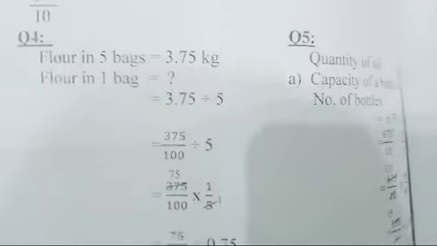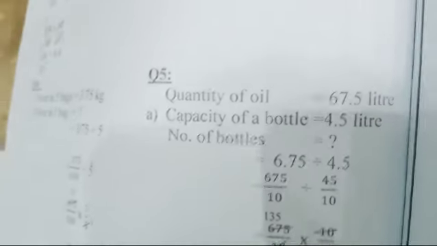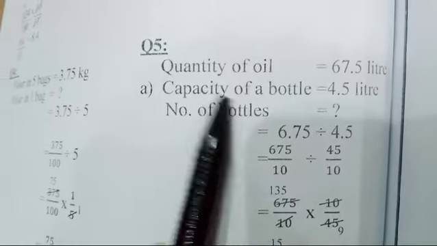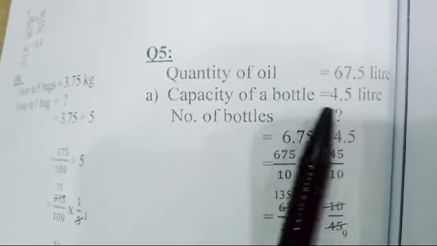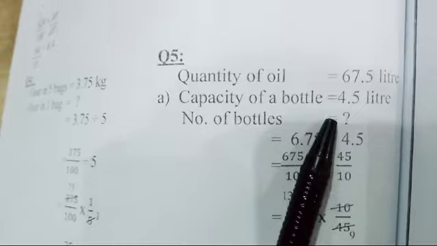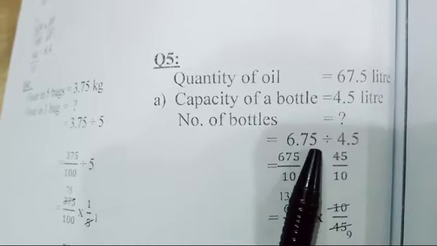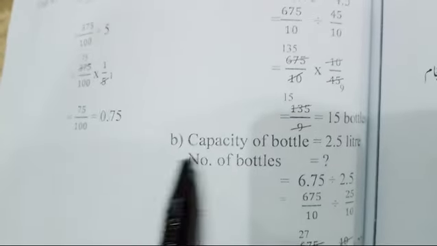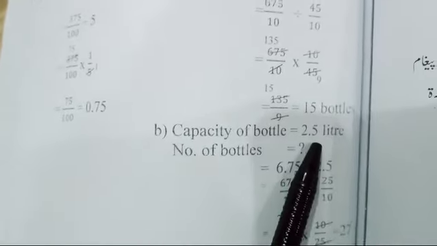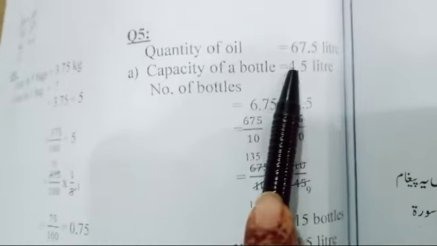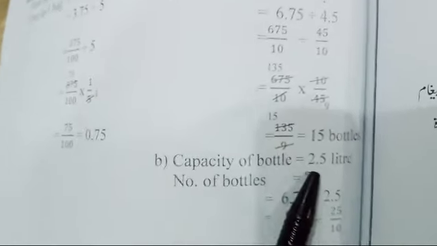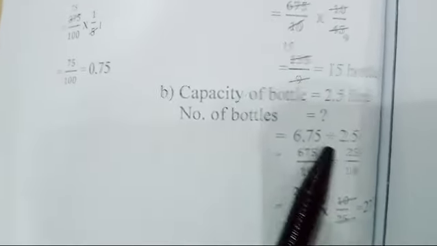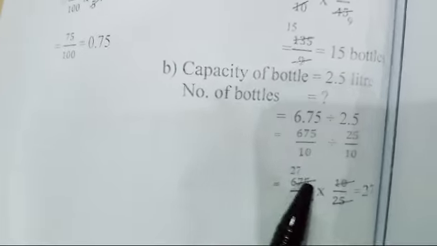The same is question number 5. The quantity of oil is 67.5 liters while the capacity of a bottle is this. So how many bottles will be used? We will divide these digits in the same way. The next part is, if the capacity of a bottle is 2.5, it was 4.5 in part A. Now if the capacity is 2.5, how many bottles will be used? We will divide again and get the answer.